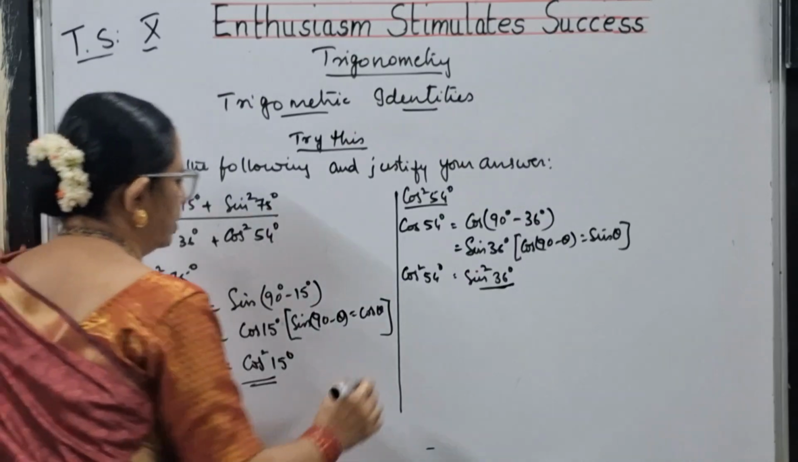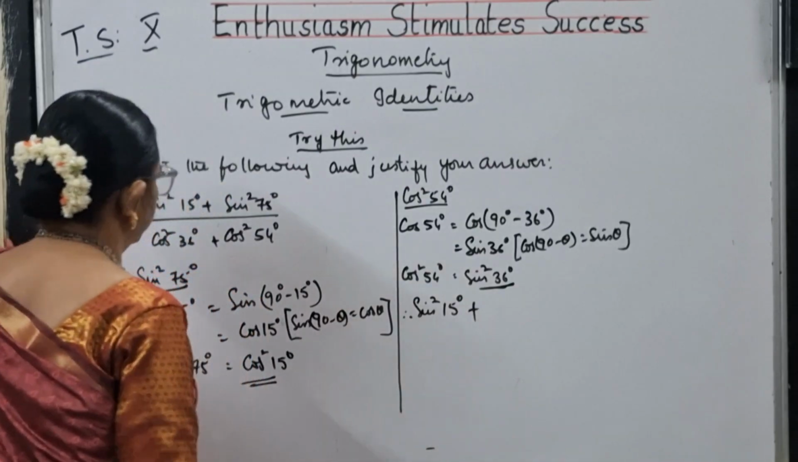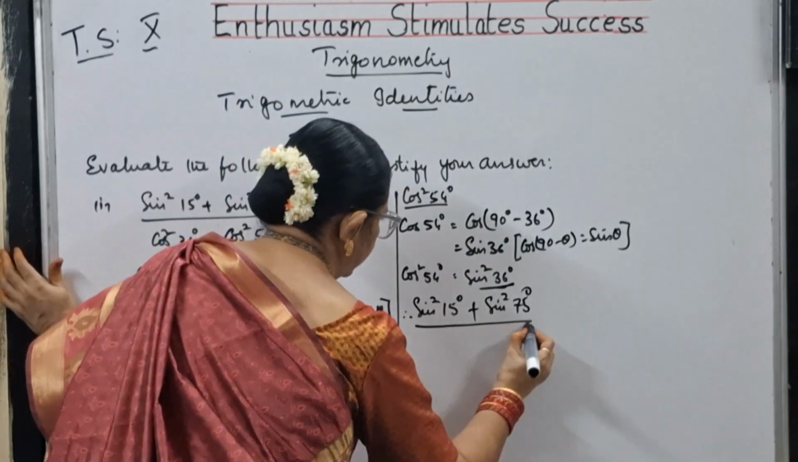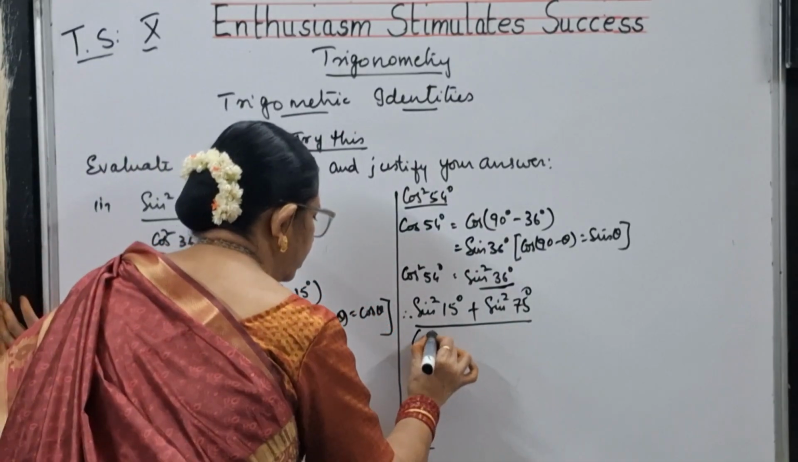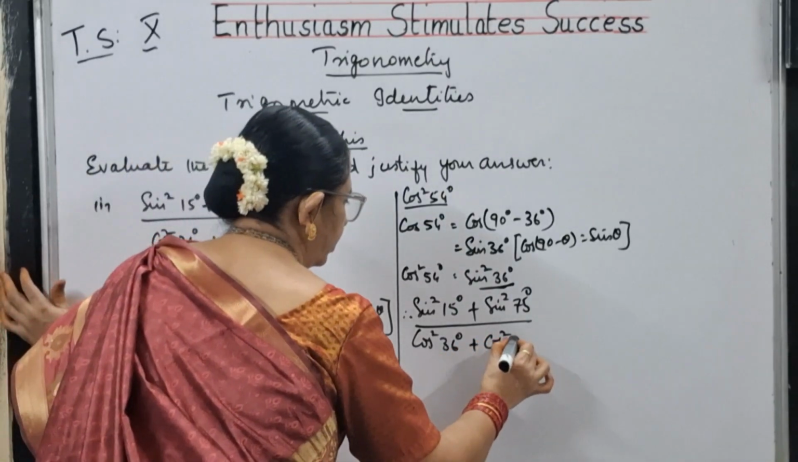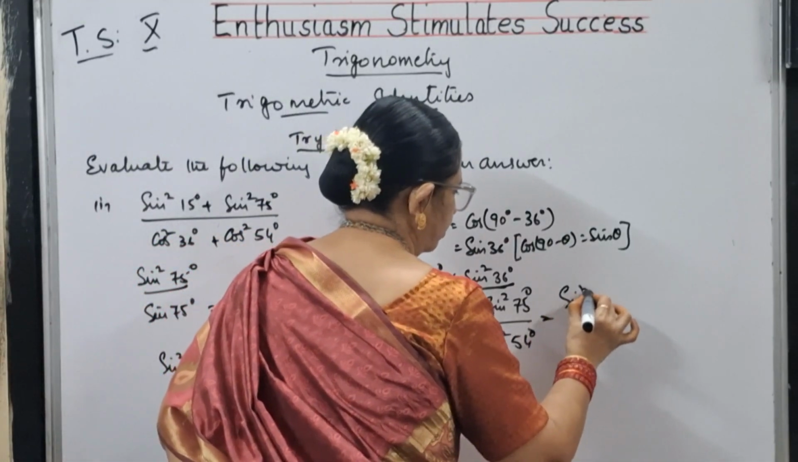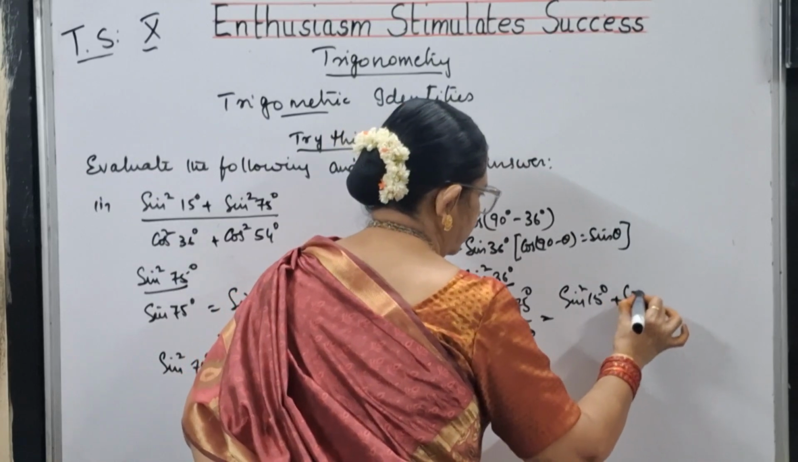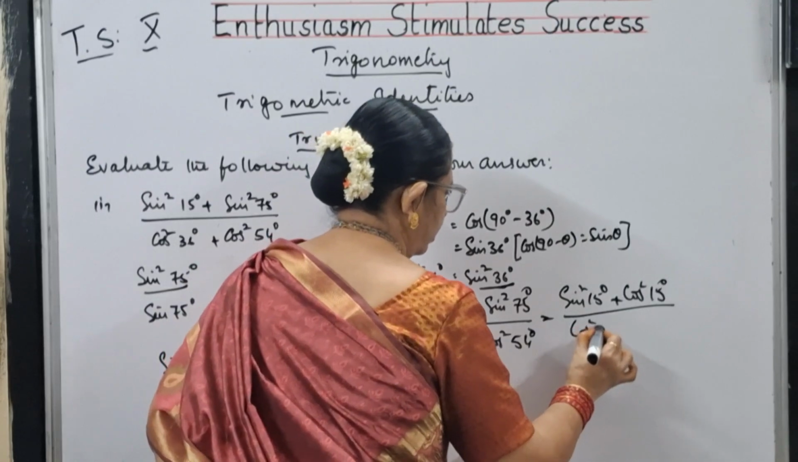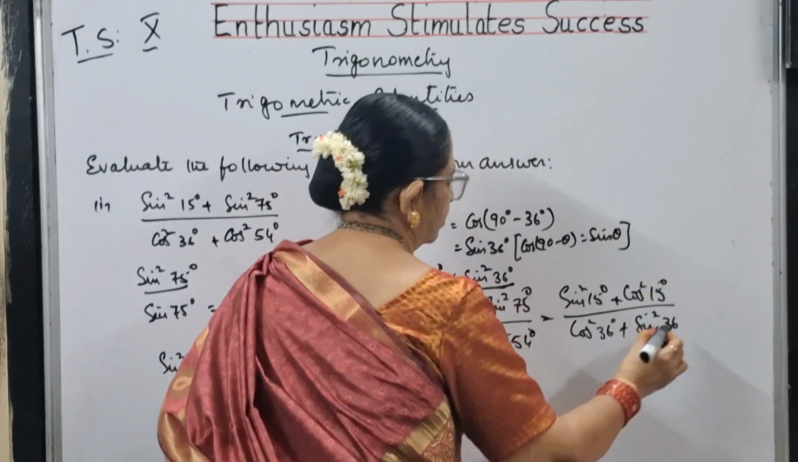Now let us write the problem once again. Therefore, sin square 15 degrees plus sin square 75 degrees by cos square 36 degrees plus cos square 54 degrees can be written as sin square 15 degrees plus cos square 15 degrees by cos square 36 degrees plus sin square 36 degrees.